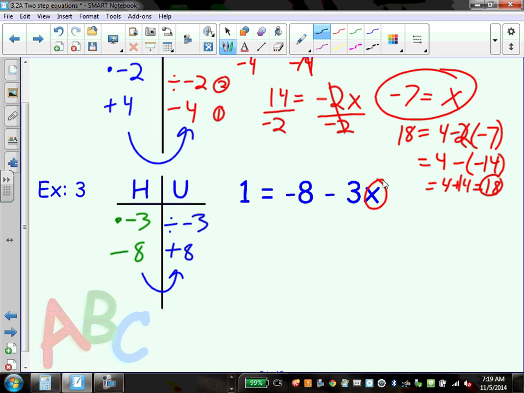To undo the negative 8, we do plus 8 on both sides. 1 plus 8 is 9. The 8 and the negative 8 will undo each other, leaving us with negative 3x.